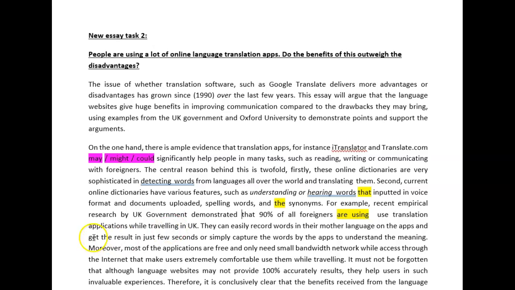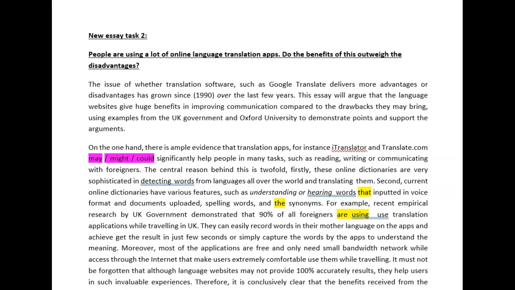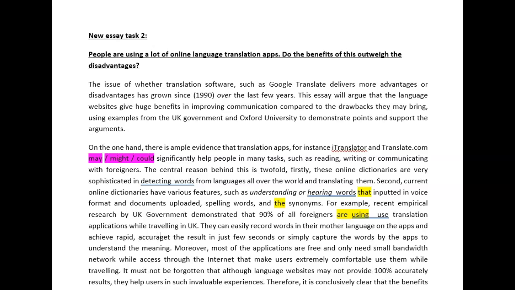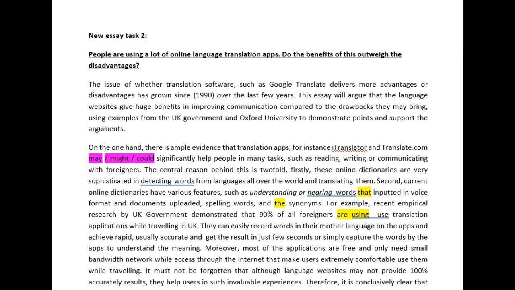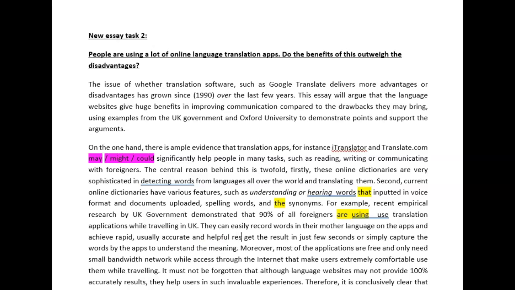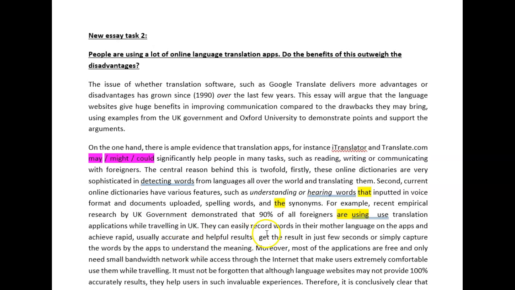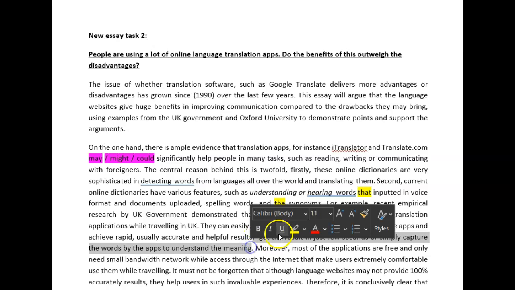Okay, I think we might simplify this in a minute. In their mother tongue on the apps and achieve rapid, accurate. I know you're going to say maybe not there. We have usually accurate and clear or helpful, maybe, results. Now, then I think you can actually cut the rest of that. Okay, I think that can go.